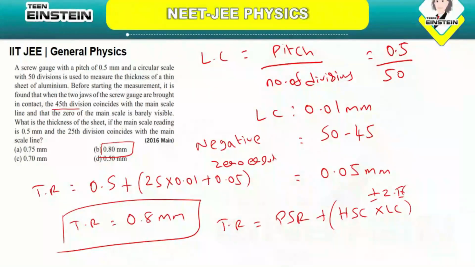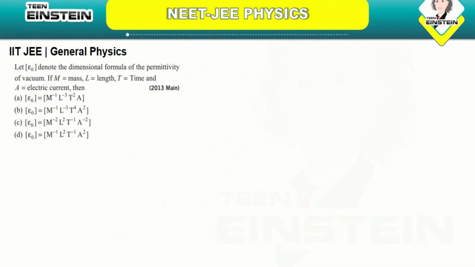Okay. Let us now move on to the next question. Let epsilon naught denote the dimensional formula of the permittivity of vacuum. If M is equal to mass, L is equal to length, T is equal to time and A is equal to electric current, then epsilon naught is equal to M power minus 1 L power minus 3 T power 2 A, or epsilon naught equal to some other dimensions.